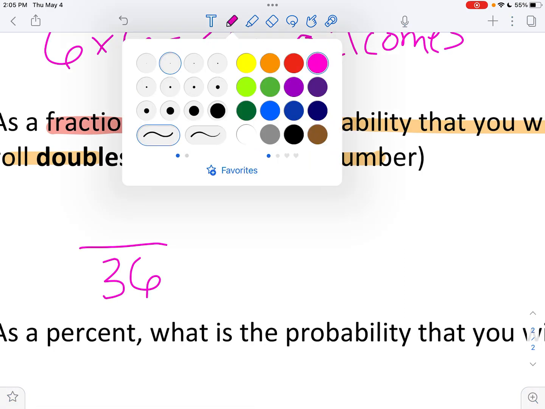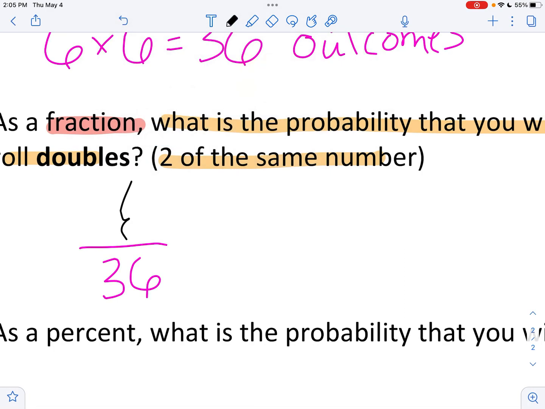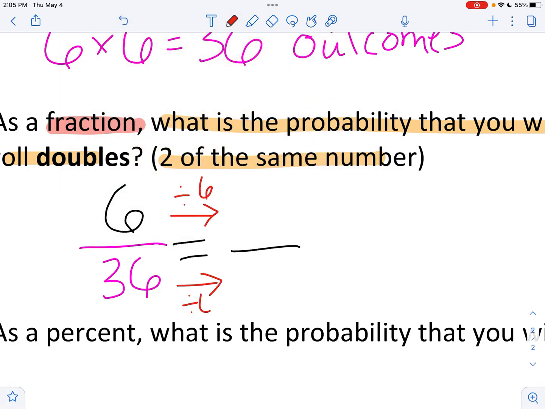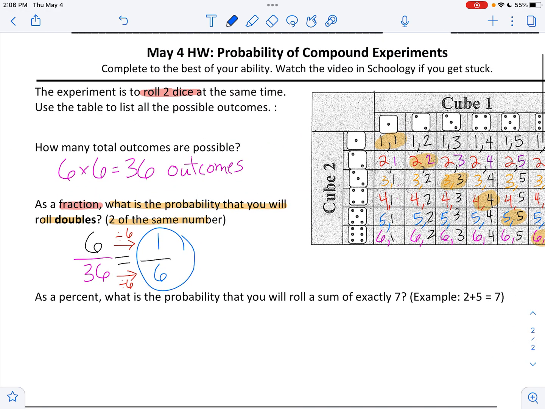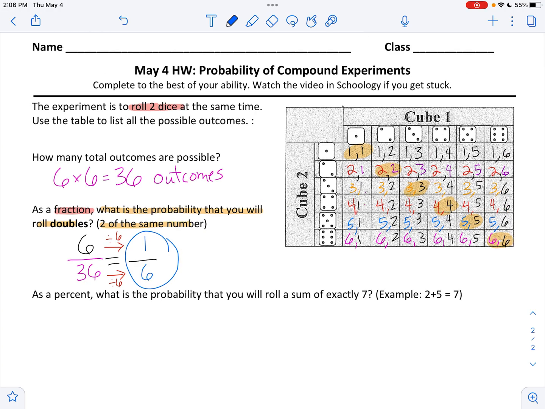6 out of 36. And if you want extra credit on your quiz tomorrow, you can simplify this by dividing both of them by 6. Divide by 6. Divide by 6. Gets us to 1/6. This is the fraction. If we rolled 6 times, we would expect that one of those times we would get doubles.